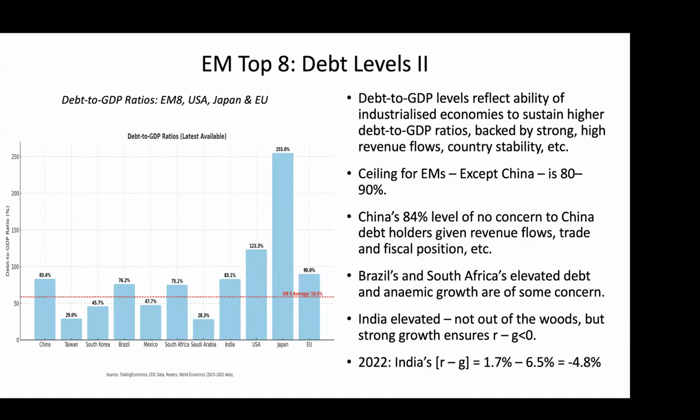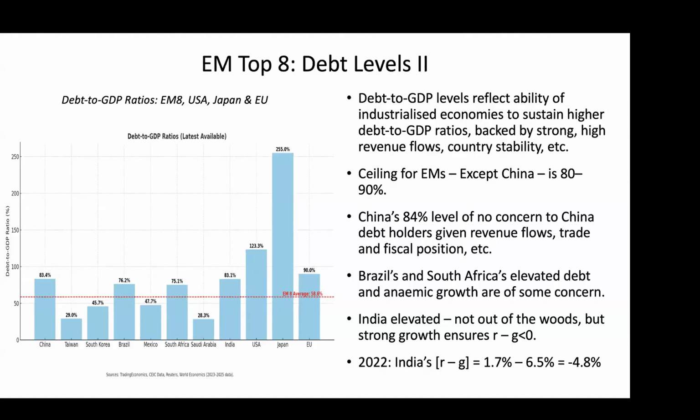Now, an interesting comparison in the EM8 world is India. If you recall, there was a webinar on bond markets and debt that I did a while back. I spoke about this great equation, R minus G, where R is the interest rate on debt and G is the growth rate. If the growth rate is higher and you get a negative R minus G, that's a good thing. The revenues generated from growth are high enough to service the interest on your debt, and that puts you in a good position, and that's where India is.